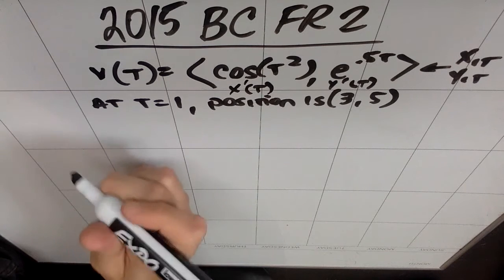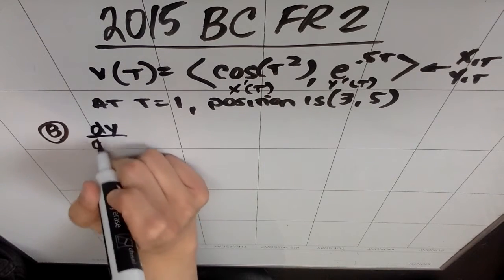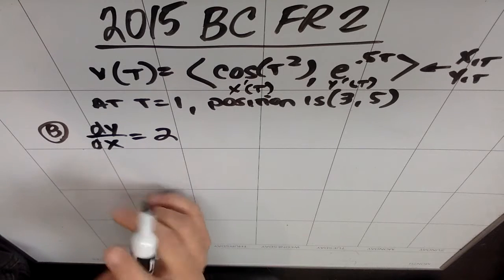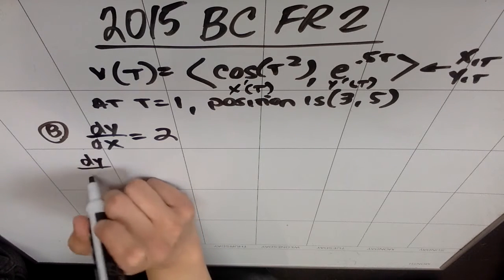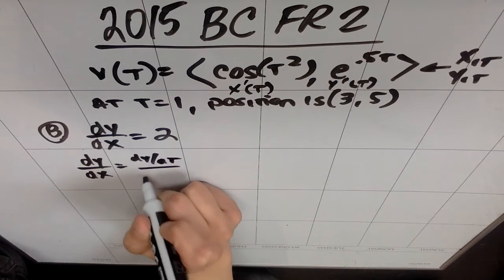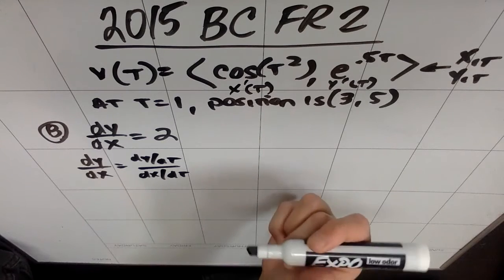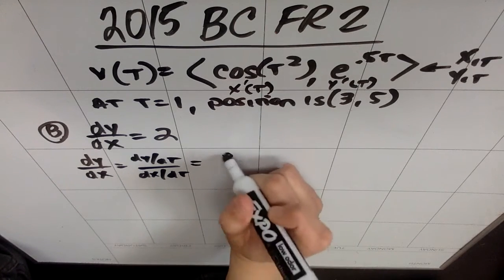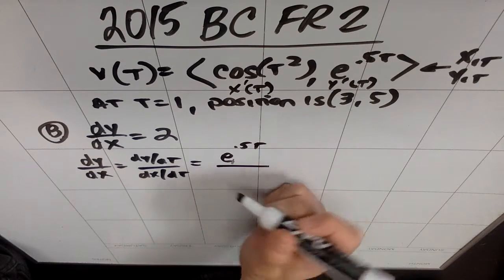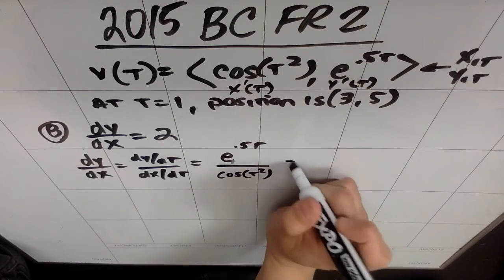So if we think about what this tangent slope is, in part B, remember that tangent slope is dy dx equals 2 in this case. But in order to find dy dx, we need to remember that in parametric, dy dx is the same as dy dt over dx dt. Well, in this case, that's the same as e to the 0.5t over the cosine of t squared. So I want to set this equal to a 2.